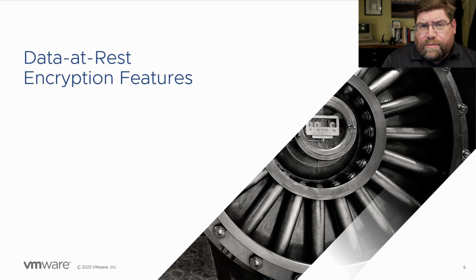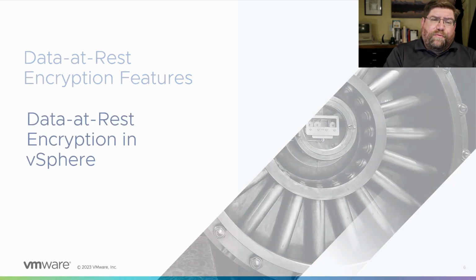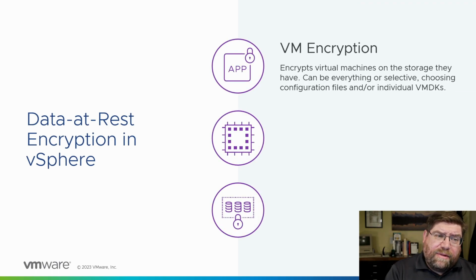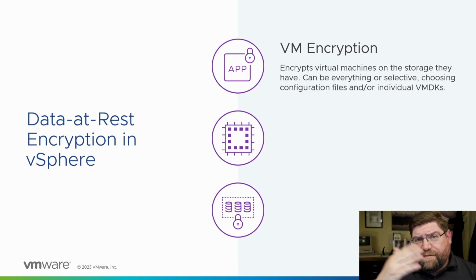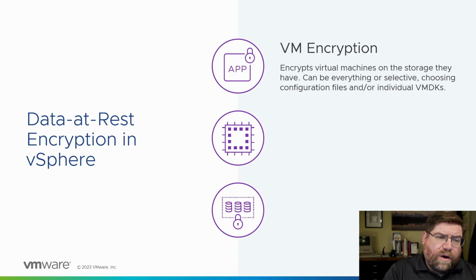Data at rest encryption in vSphere. We've got three main things. One is VM encryption. It does exactly that. It encrypts VMs on the storage that they're on right now, and they don't need anything special. They do need a key provider. We'll talk about that in a second. It can be everything or selective. It can just be the configuration files for a VM or individual VMDKs, that sort of thing.